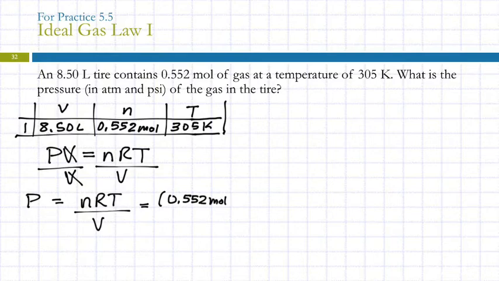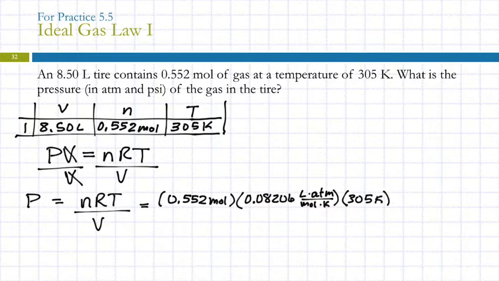0.552 moles. The ideal gas constant is 0.08206 liters times atmospheres divided by moles times Kelvin. The temperature, 305 Kelvin. And then all of that's going to be divided by the volume, 8.50 liters.